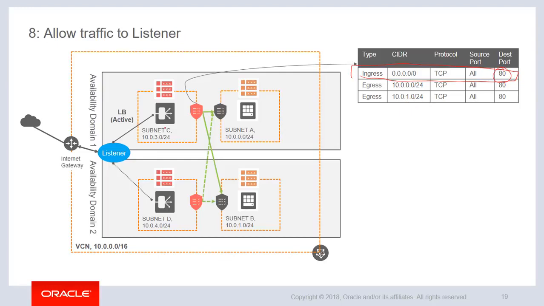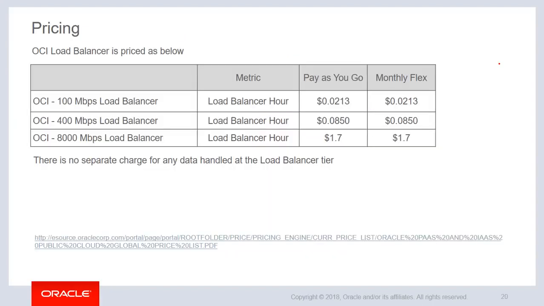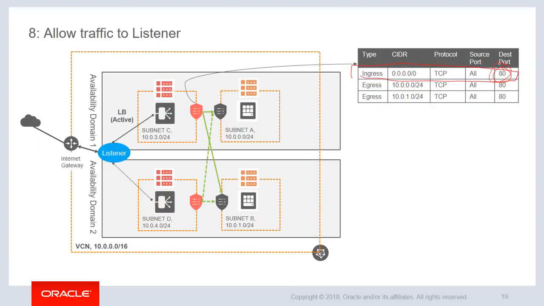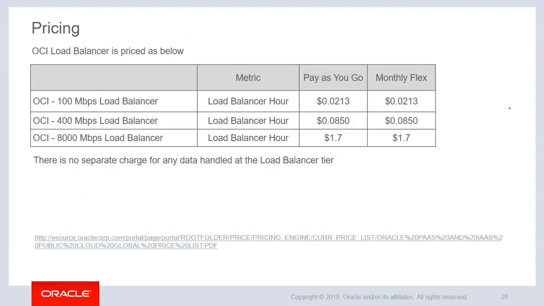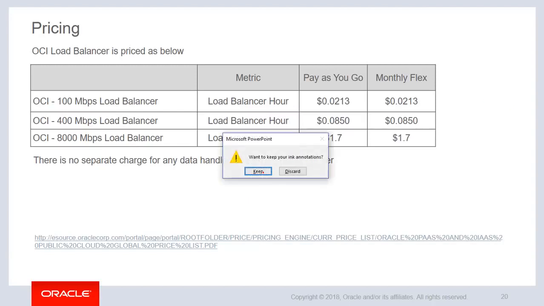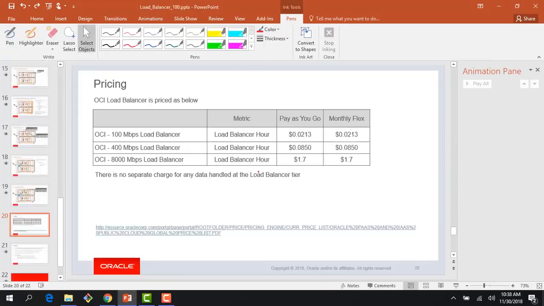So it's going to my load balancer's subnet at port 80. And the egress traffic is going to this particular subnet and this particular subnet here. So that's pretty much all the steps needed to create a public load balancer. Let's change gears and actually do a quick demo of how this works in the console.